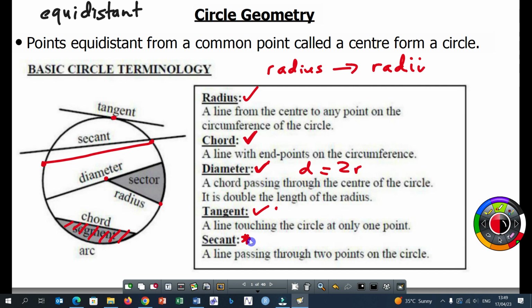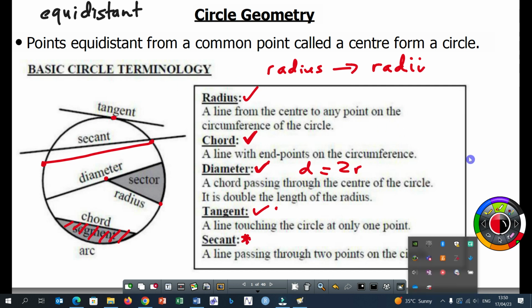Then obviously with your sector, you can have a minor sector, like in this case, this is a very small area. And we have got a major sector, which is the bigger one. Please be aware that a sector and a segment can be minor, it can also be major. The bigger one is called the major one. The smaller one is called the minor one.